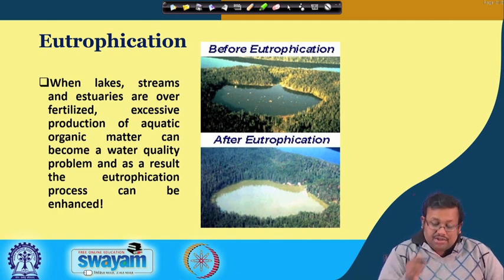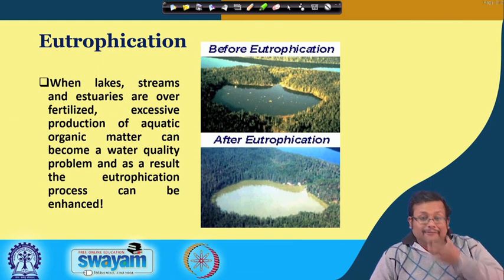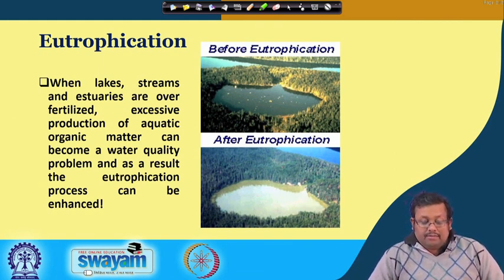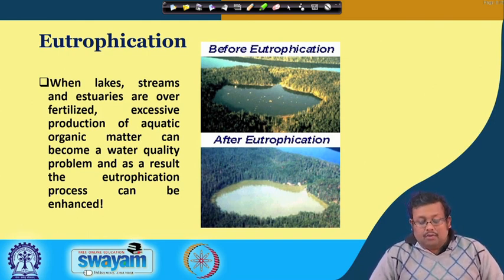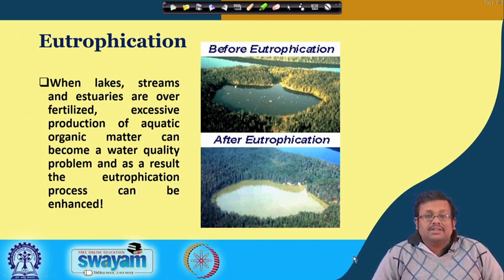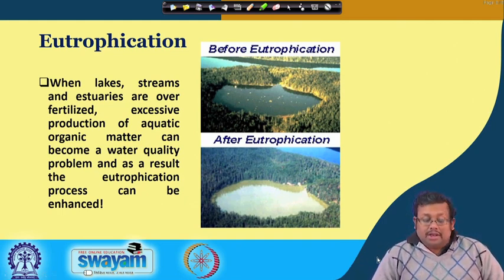So you can see in this picture, obviously there are two scenarios. One is before eutrophication, where you can see clear water, and after eutrophication you can see an algal bloom, which occurs due to the high enrichment of nutrients in this water body, and as a result of that all the aerobic organisms which are present in this water become extinct. So this is eutrophication, and this is an effect of off-site soil erosion.